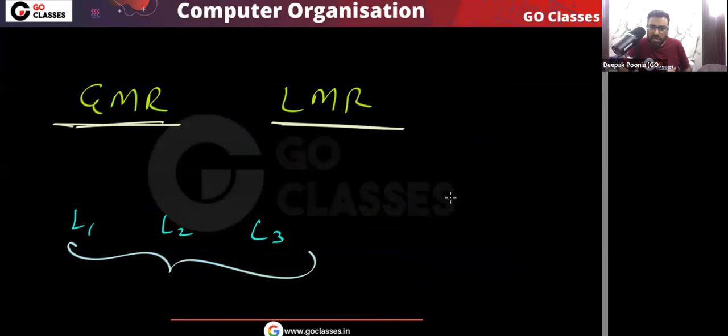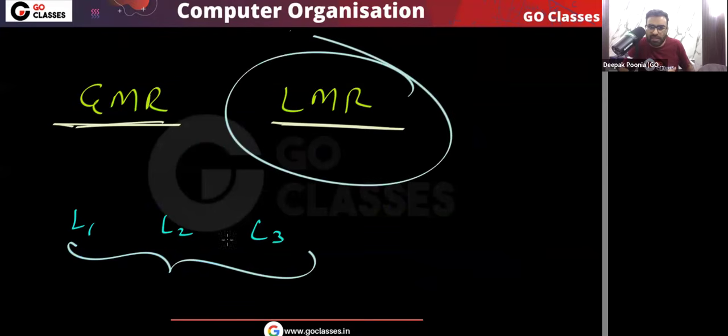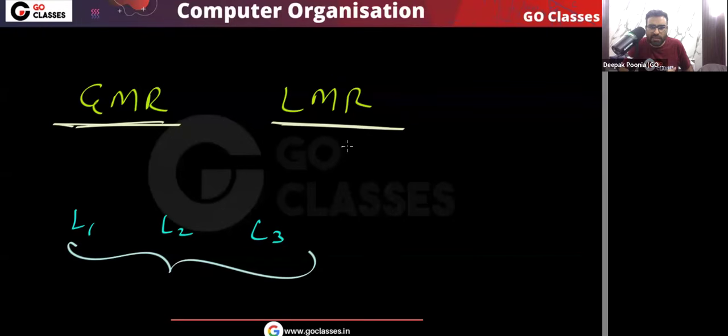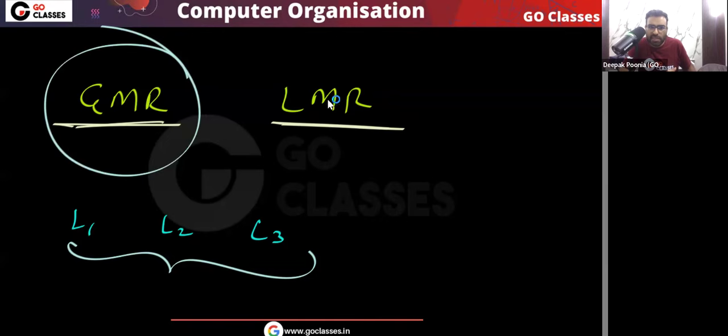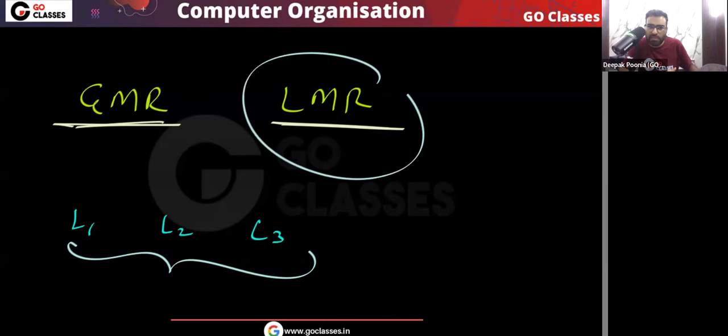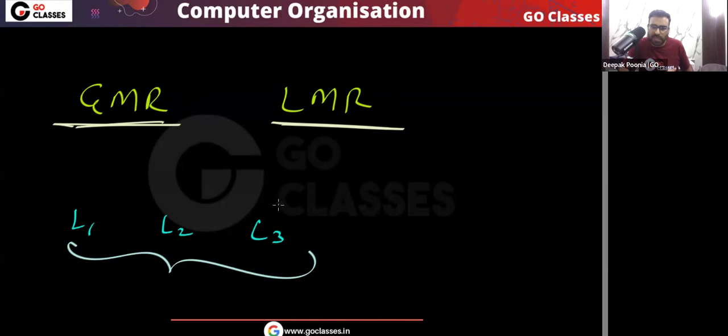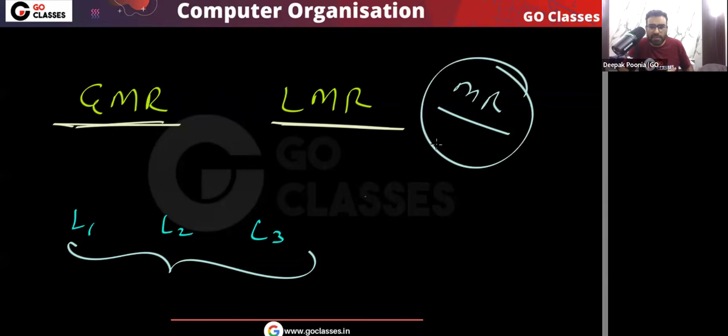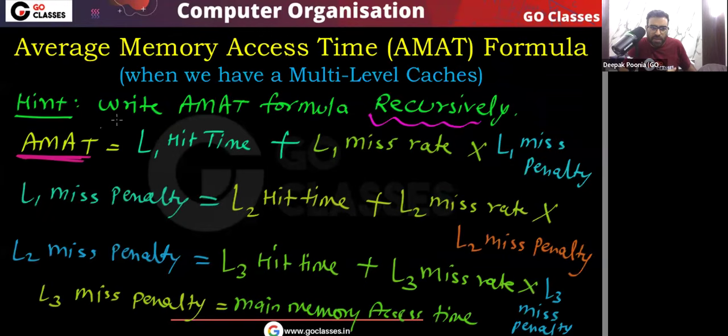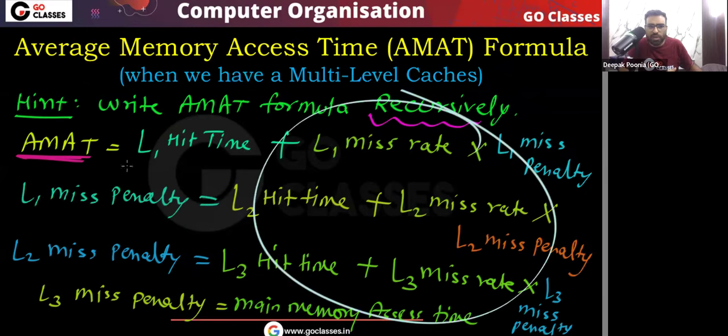So in the question, if local miss rates are given, you can use them directly. But if global miss rate is given, then you have to convert the global miss rate to local miss rate. And if nothing is given, they just mention the word miss rate, and don't say whether it is local or global, then it is always by default local miss rate. In this average memory access time formula, we always use the local miss rate.